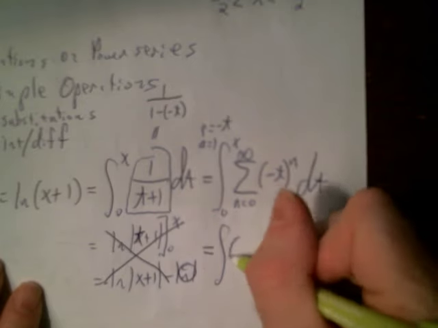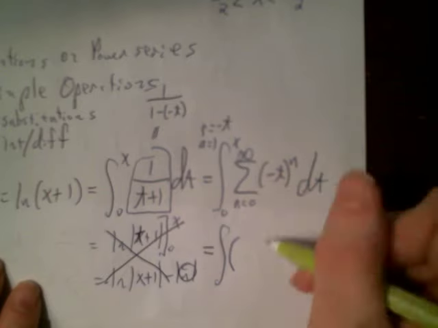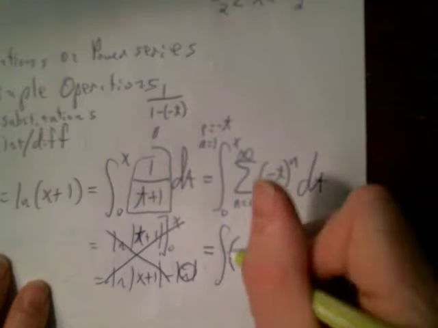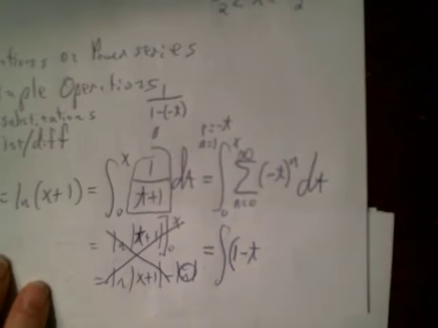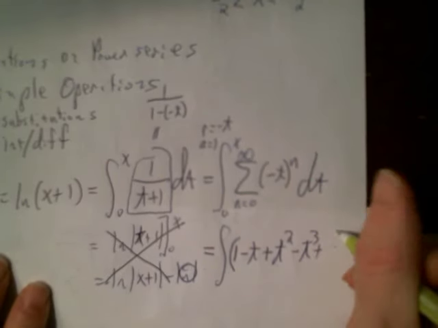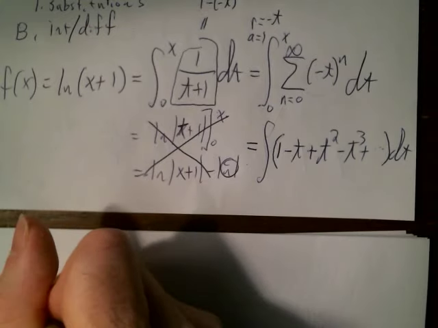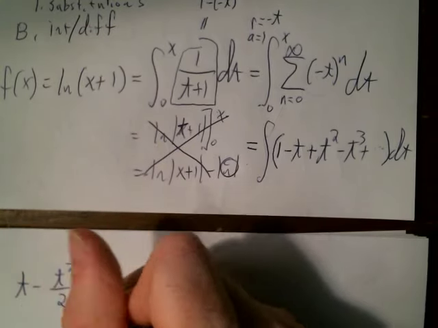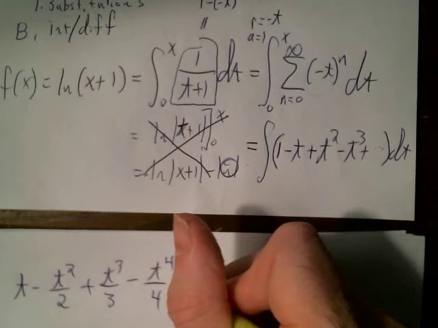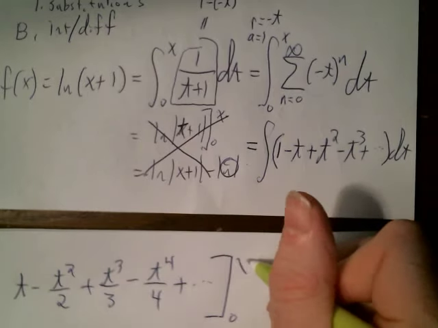But anyways, what do we have here? When n is 0, that'll be 1, and then when n is 1, that'll be negative t. So 1 minus t plus t squared minus t cubed plus dot dot dot dt. Oops, I already went and expanded it. Now I have to integrate it. Integrating term by term, I get t minus t squared over 2 plus t cubed over 3 minus t to the 4th over 4 plus dot, dot, dot, evaluating from 0 to x.